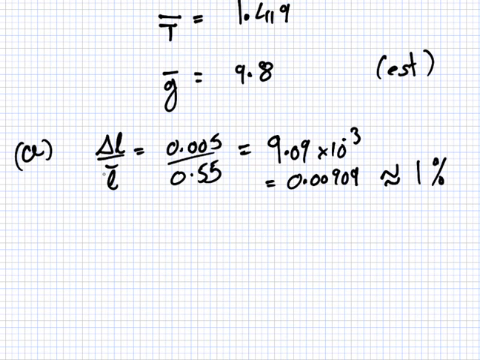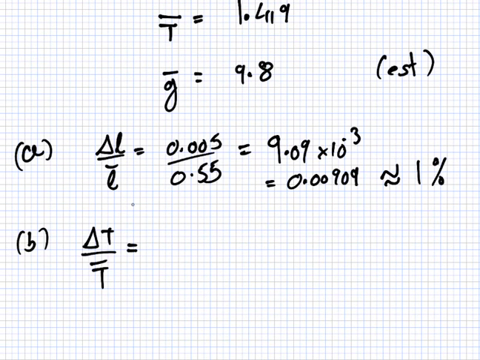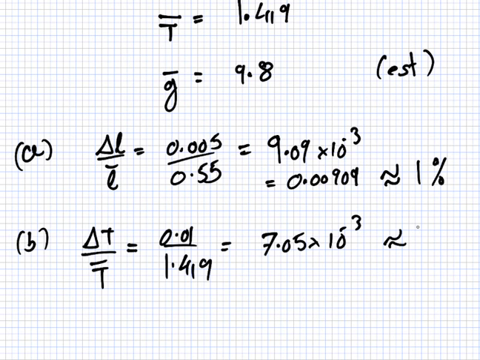Relative uncertainty. B, for T, what did I say it is? 0.01 over 1.419. What's this number? I think this would be much smaller. 7.05 times 10 to the minus 3. Ah, so again, this isn't even 1%. This is more like 0.75%. It's quite small again. So we'll just say less than 1%.